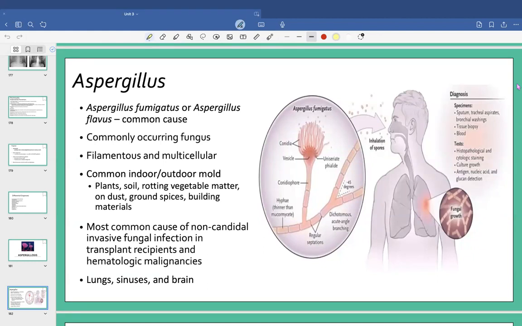It is the most common cause of non-candidal invasive fungal infections in transplant recipients. We talked about 3 that can cause fungal infections in organ transplants, and this is the most common non-candidal form. It is also not uncommon to see in patients with lymphoma or leukemia. And it largely involves the lungs, the sinuses, and the brain, causing allergic reactions and lung infection.